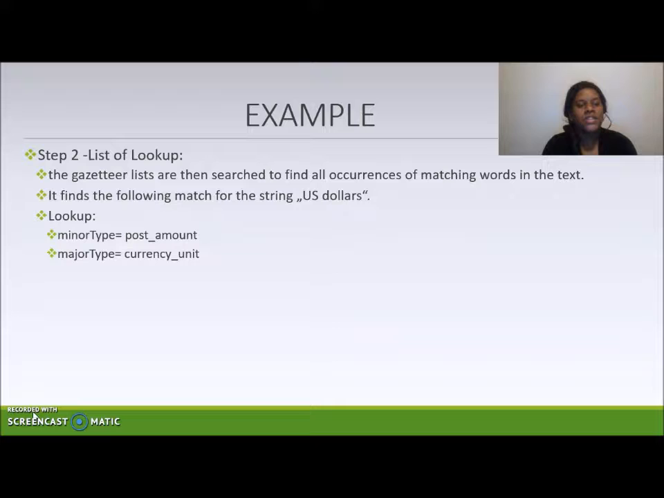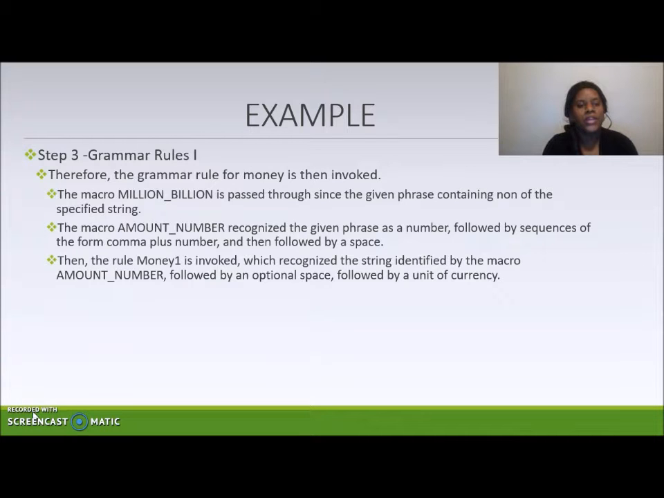Step 2 will be to use the list lookup, where you use the Gazetteer, where lists are then searched to find all occurrences of matching words in the text. It finds the following match for the string US dollars. It looks up the minor type, unit.